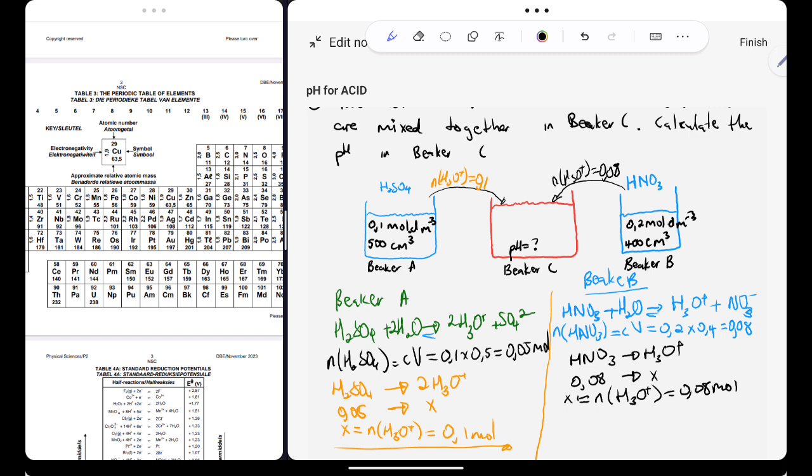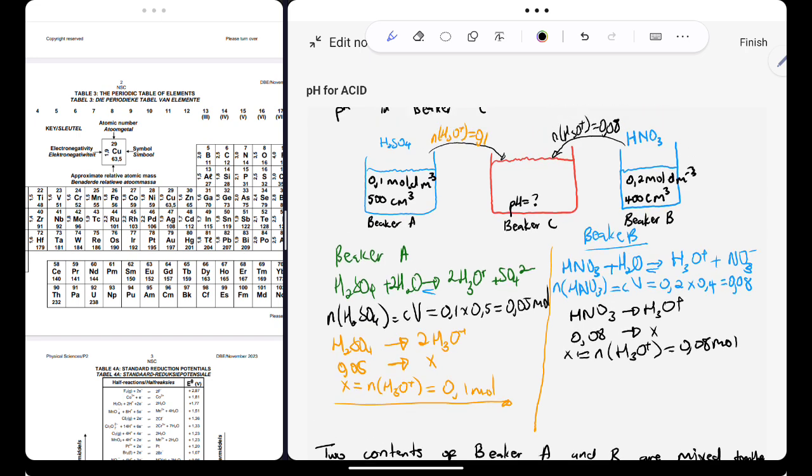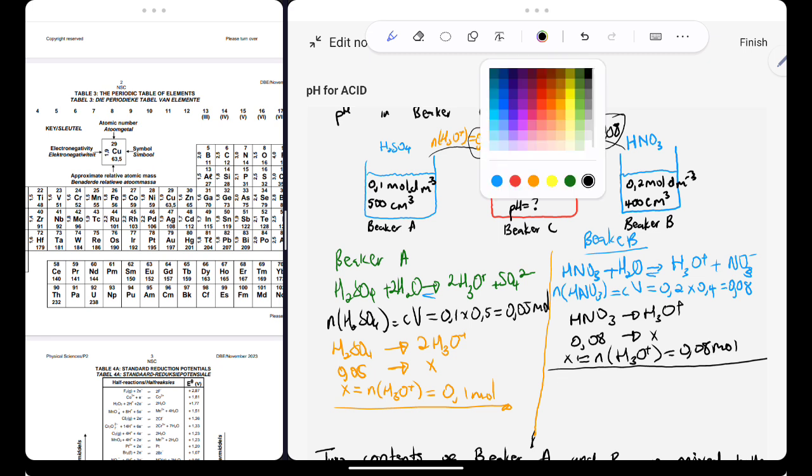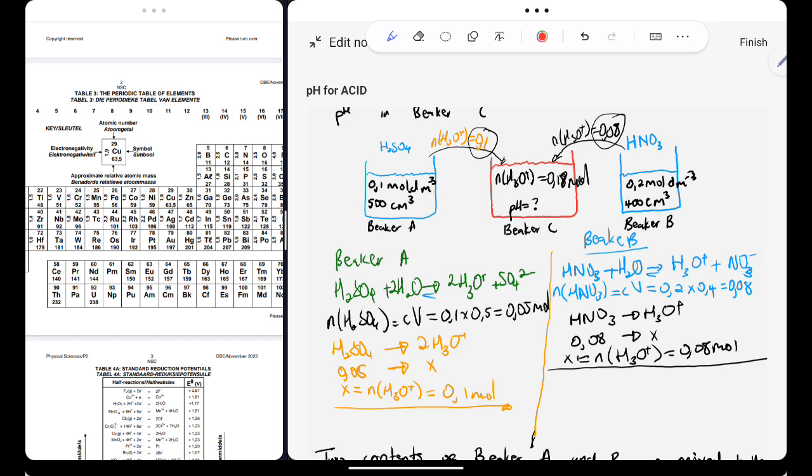So this simply means that, guys, in the final solution in beaker C, the total number of moles of hydronium ions, H3O plus, we'll add these two, 0.1 and 0.08. So we'll simply have 0.18 moles in total. Are you together? So now we can simply calculate the concentration. Let me write it in red.